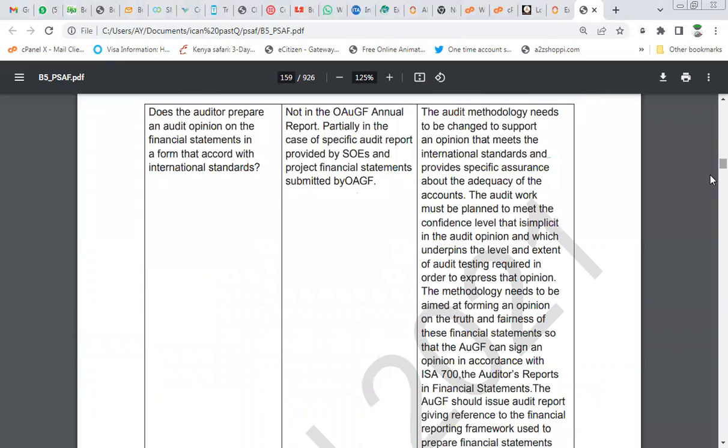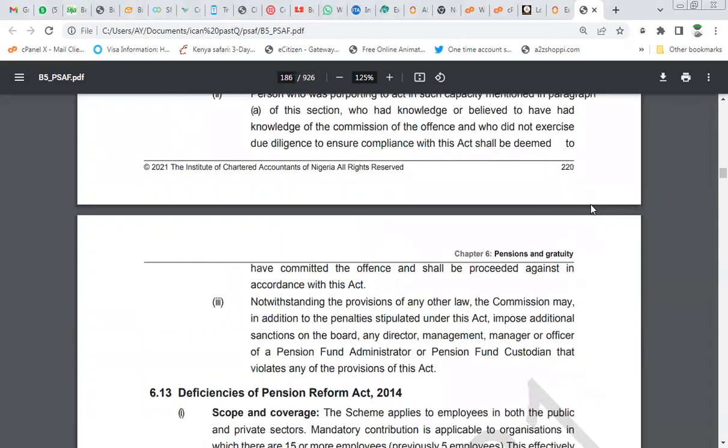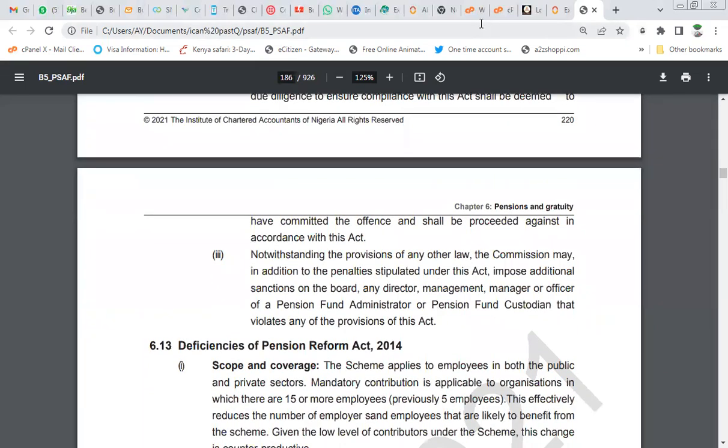Let me see. The Efficiency of Pension Reform Act. Okay, this is chapter 6. So, from here, we'll continue some other time.